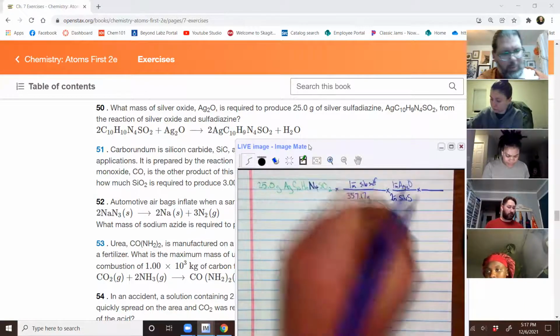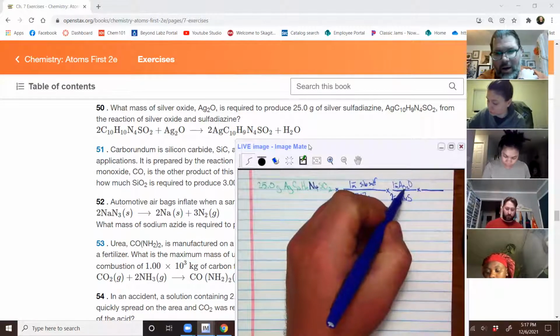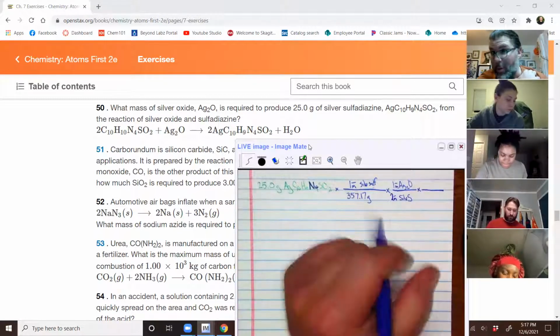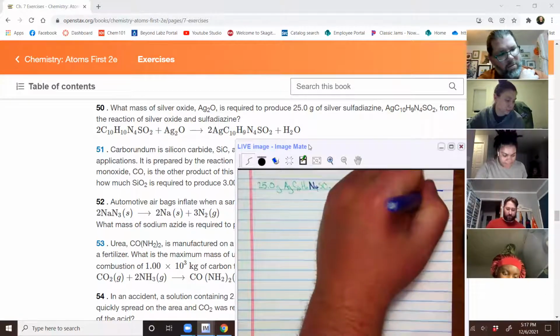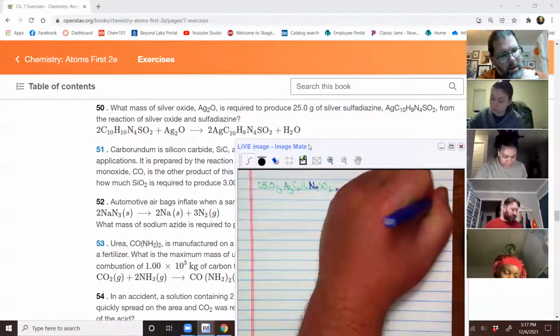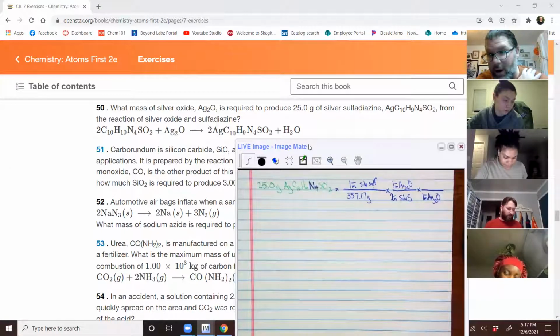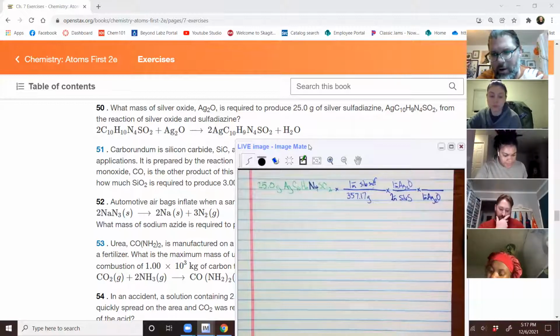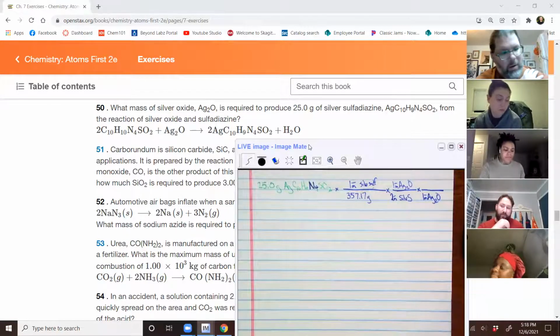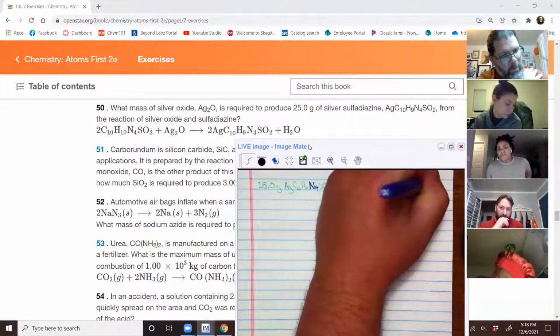And then finally, since the problem asked us how many grams of silver oxide we had to put in, and right now we know how many moles we have to put in, we have to convert those moles of silver oxide back into grams by using the molar mass of silver oxide. Somebody got our molar mass of silver oxide? It's amazing how fast those masses add up when you put silver atoms in there. They're huge. I got 231.74 grams. Awesome.